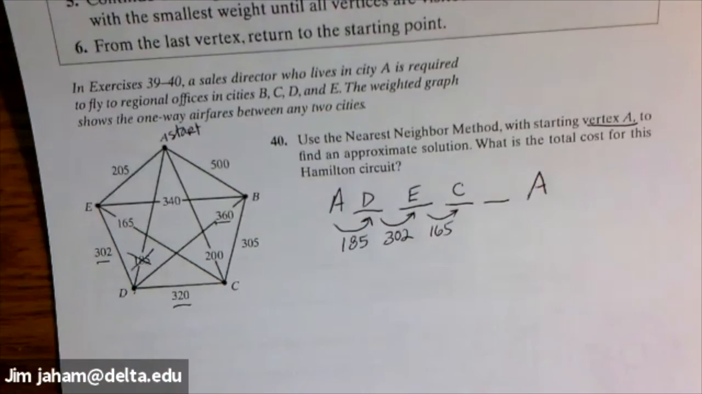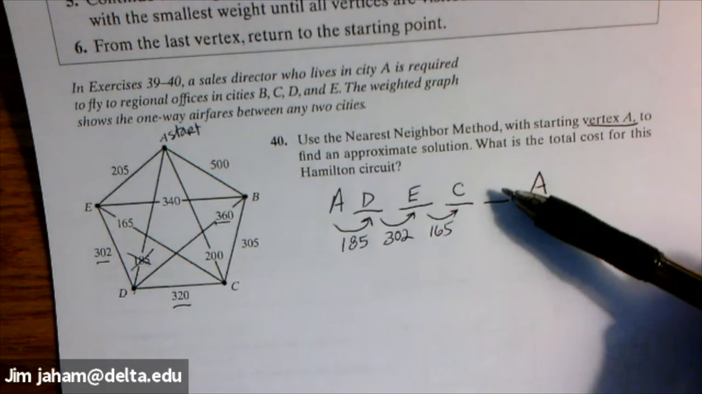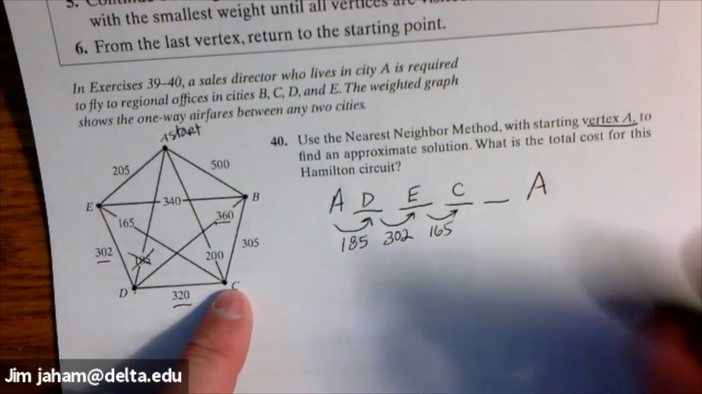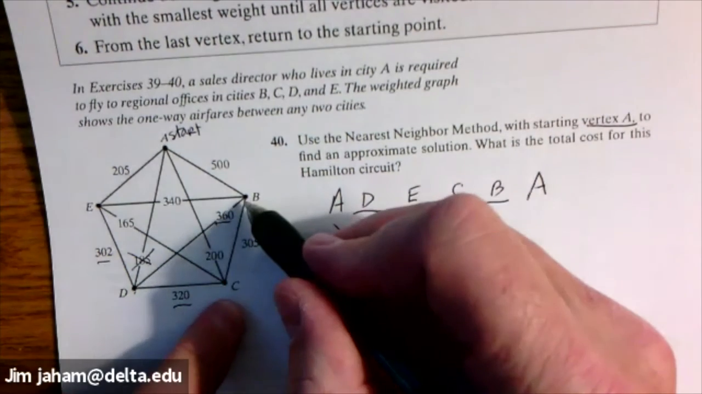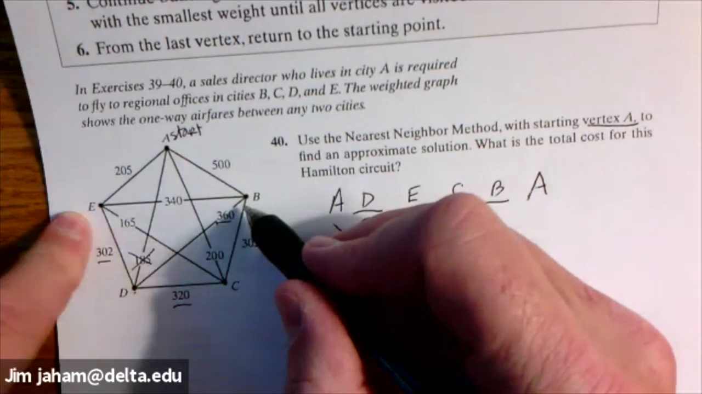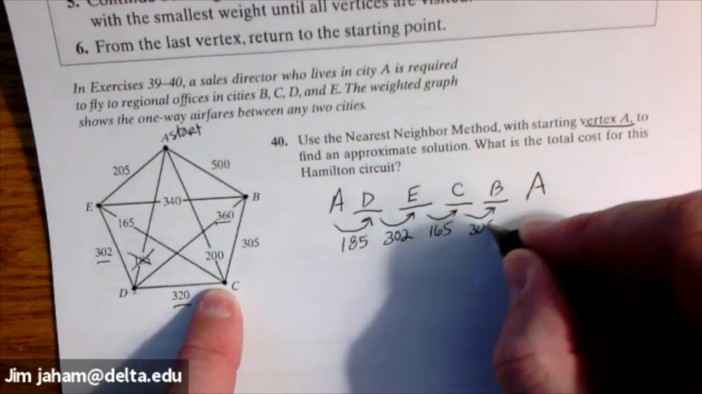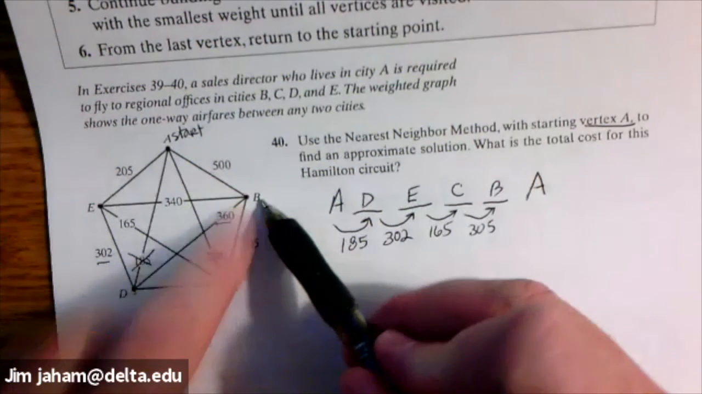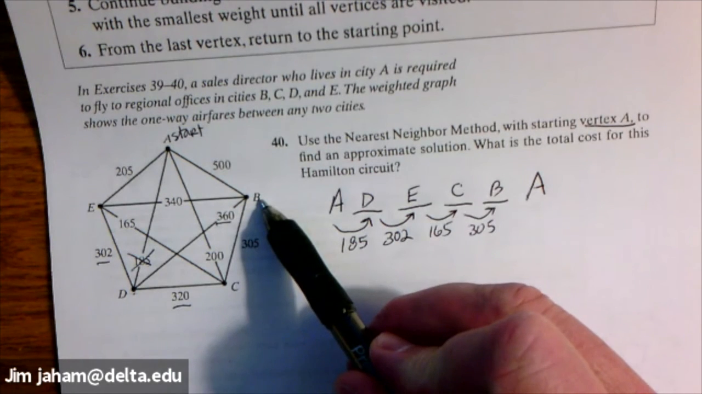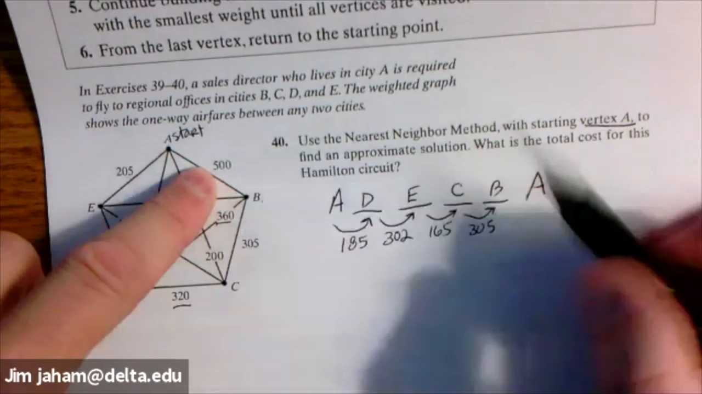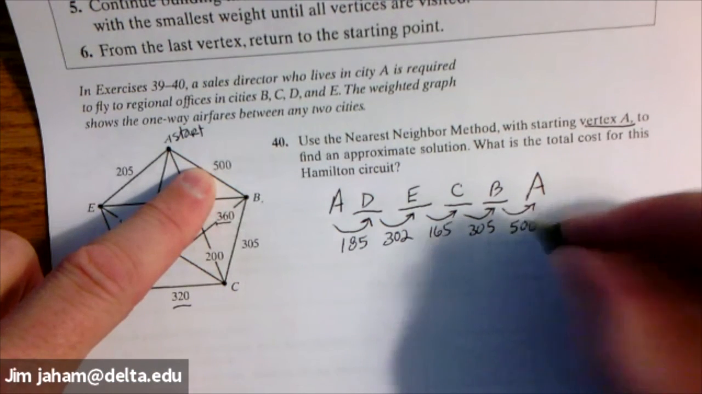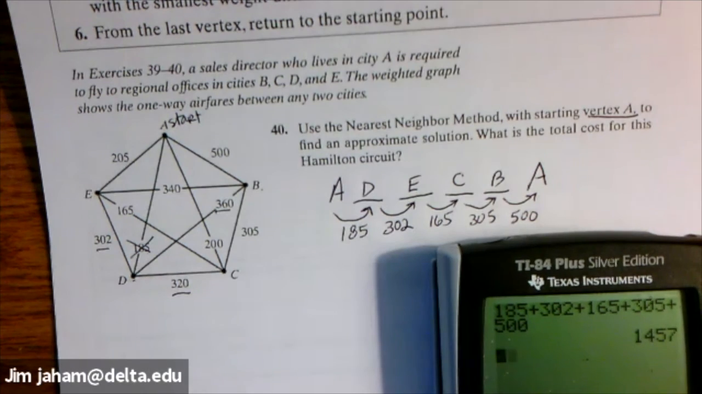165. And at this point, there's no other place you can go because B is the only vertex that we have not yet visited. So from C, we have to go to B because we want to go to A at the end. We've already visited D, we've already visited E. So from C to B is 305. And then finally at B, to complete the circuit, to return to our home city or our home airport or the warehouse, whatever it is that we're returning to, we need to go back to A, and that's 500. And the total weight is 1457.